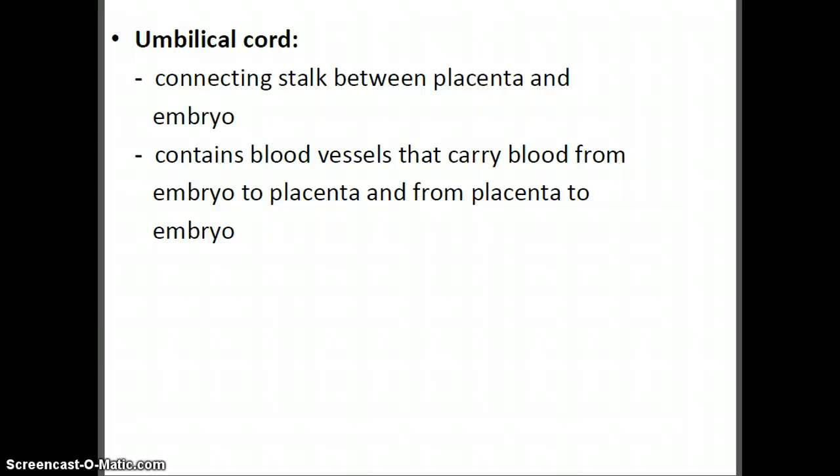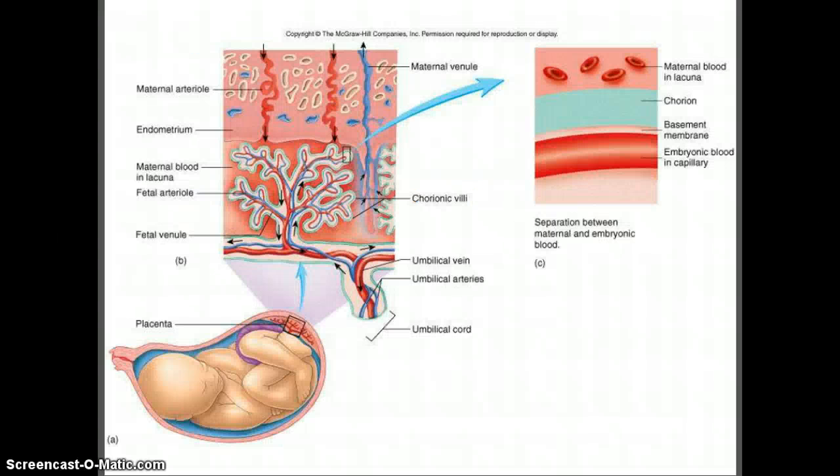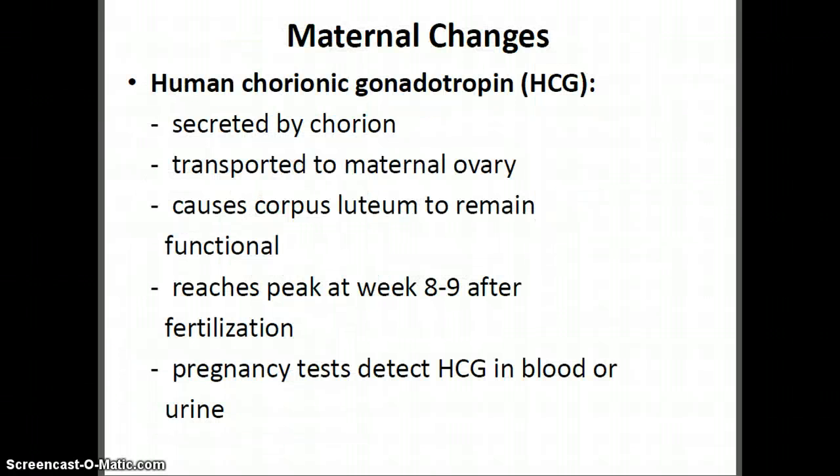The umbilical cord contains the blood vessels which carry blood and nutrients from the mother. The nutrients from the blood of the mother are filtered, and oxygen is filtered through the placenta to the embryo. And this is basically what this looks like. Okay, so this is the lifeline, we could say, between the mother and the developing fetus.